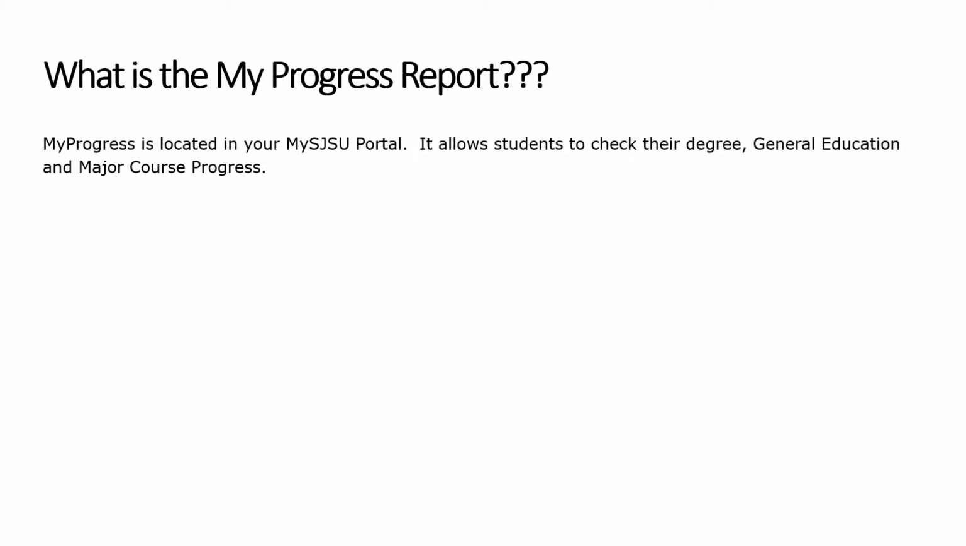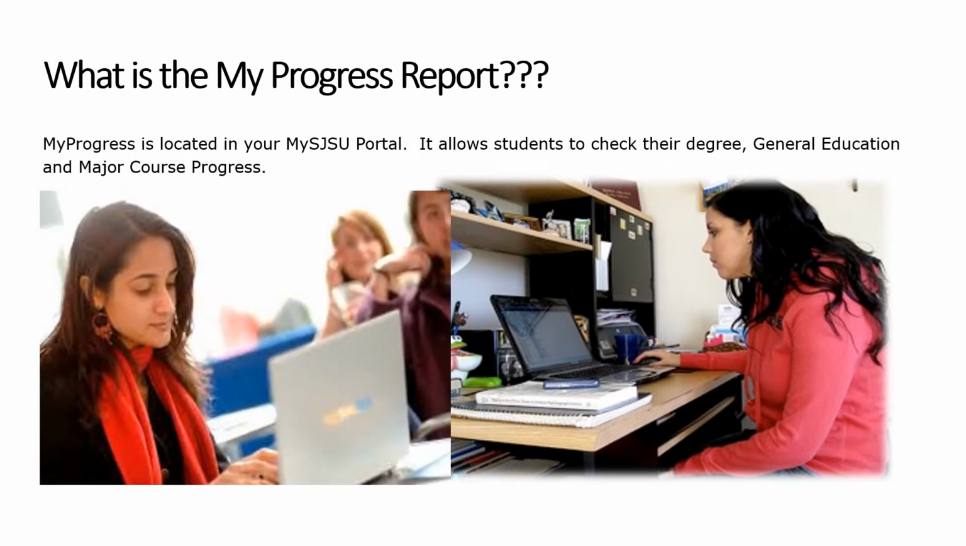Okay, first up, what is the My Progress report? Well, the My Progress report is a tool in your My SJSU portal that allows you to check your progress in obtaining your degree. It allows you to check general education and major course progress.